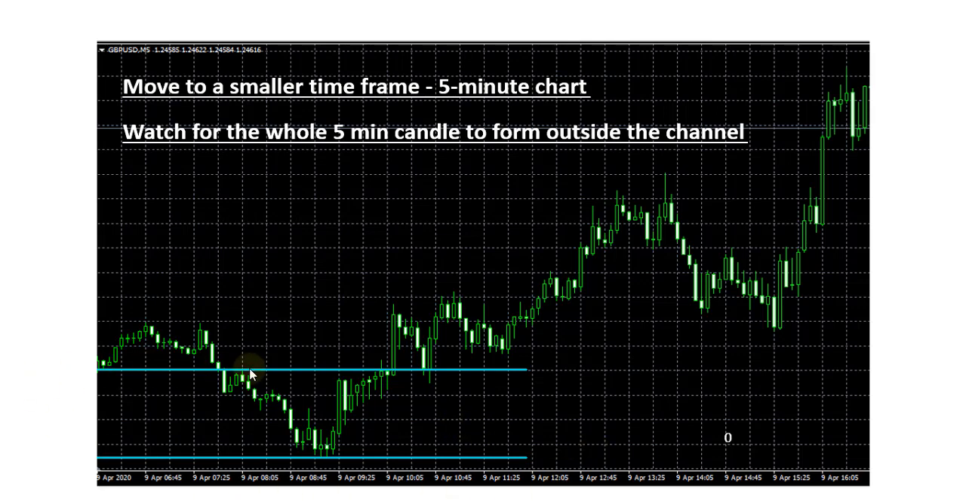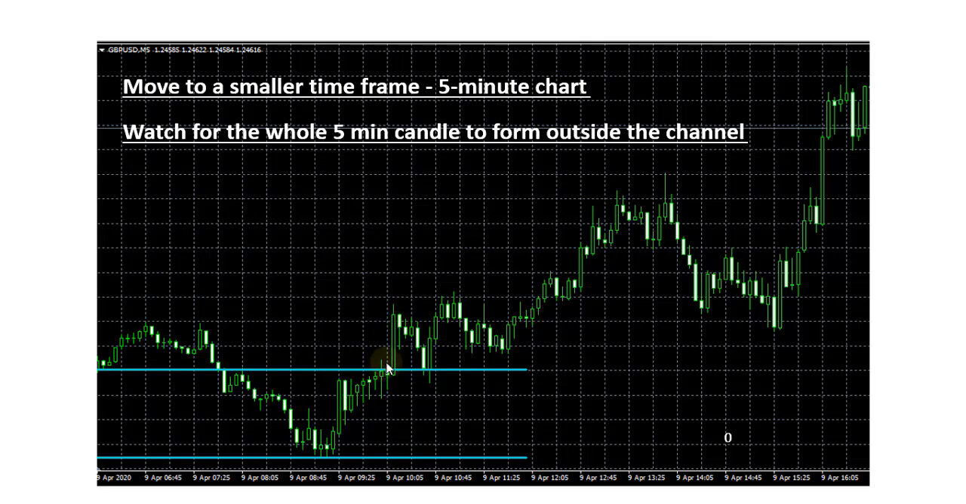So we have seen this is the same channel that we're coming from the 1 hour. So you look at the candle that formed completely outside of the channel. If you look at this first candle, it's not completely formed outside of the channel because it started inside the channel. The next candle is completely out, and this is the first candle that formed completely out. So that is where we buy from. We buy from the close of this candle.